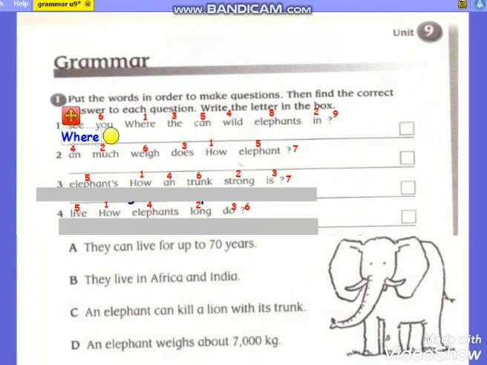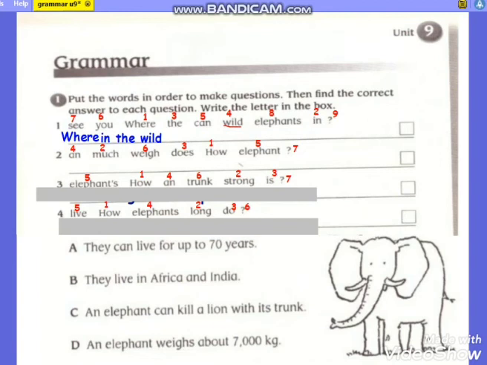Then you have to complete your question. Here we have the word wild. So here's the place, but we want to ask about the specific place in the wild. So you have to start with where in the wild. Where in the wild. Write in the wild. Then you have to look for the helping verb, and the helping verb here is can.